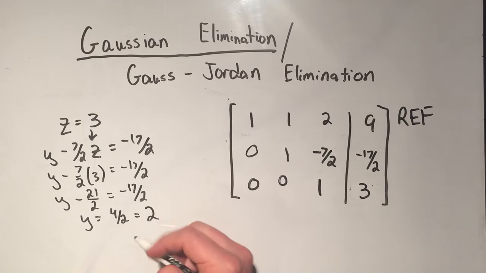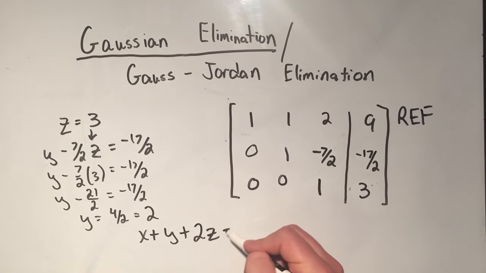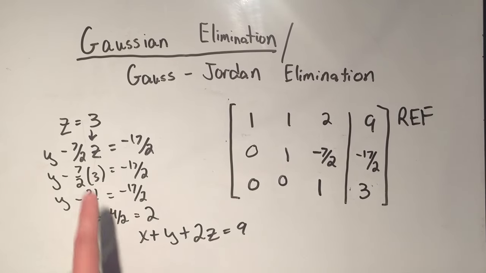And then I look at my very first equation. I've got 1x plus 1y plus 2z equals 9. But I know what y is.